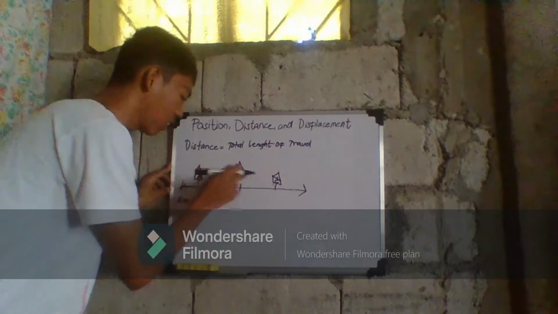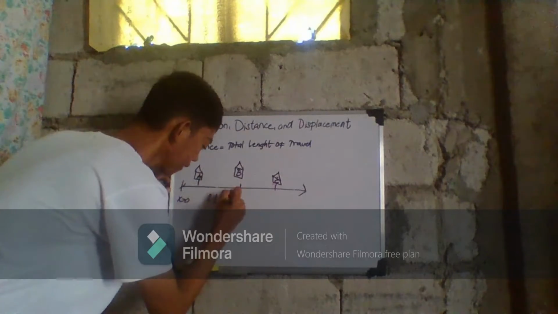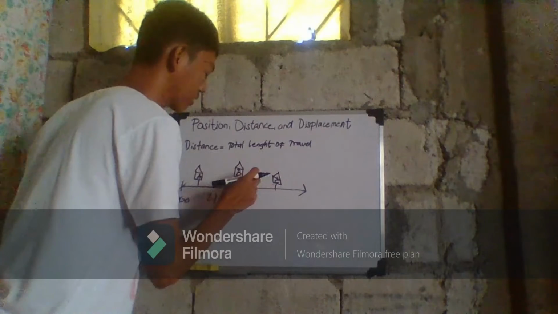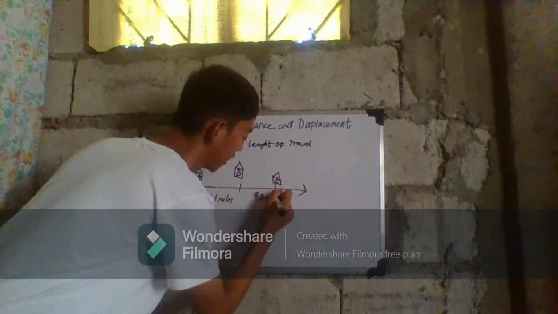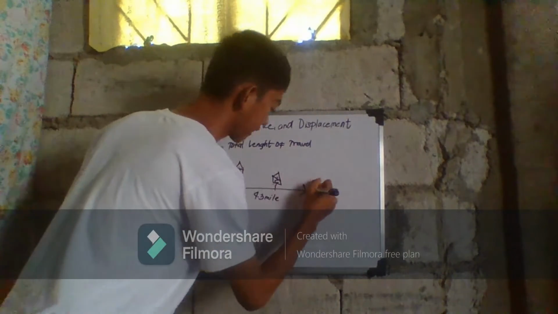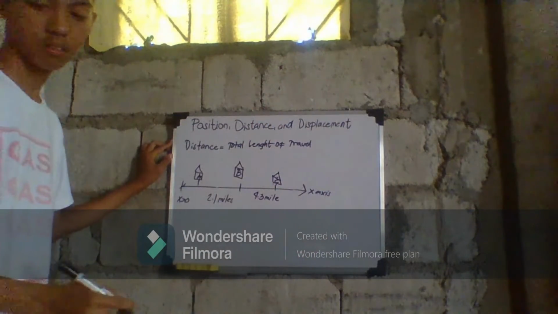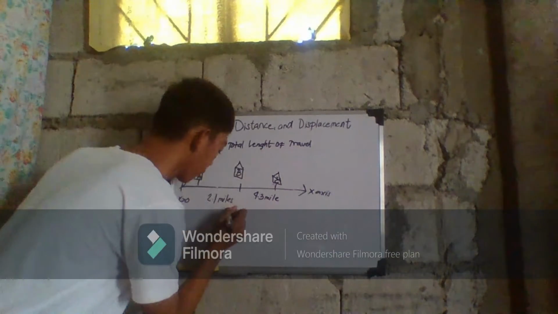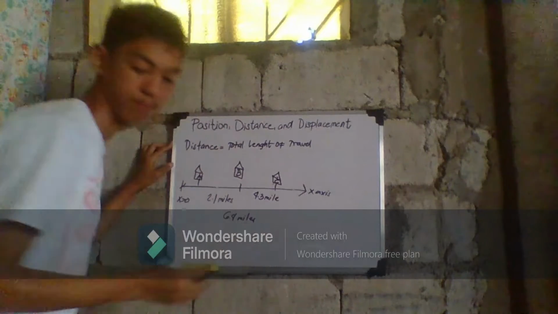So, from house A to house B, we have 2.1 miles. Then from house B to house C, we have 4.3 miles. That is the x-axis. So, 4.3 plus 2.1 is equal to 6.4 miles.